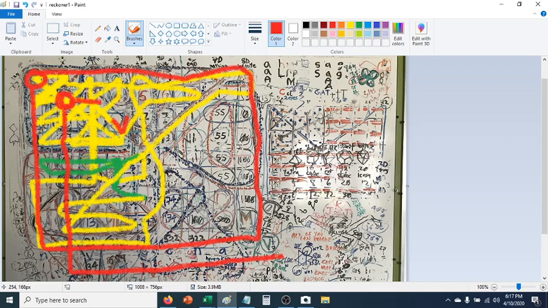Like Windows, that cascade. Cascade is the word I was looking for. Oh my god, that's a good word. Good thing I thought of that.